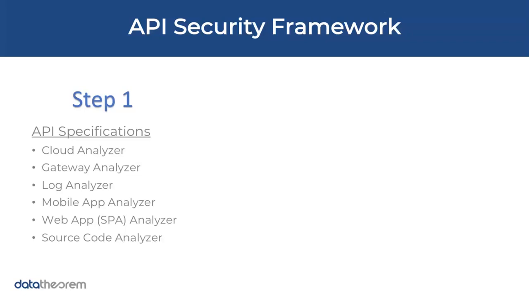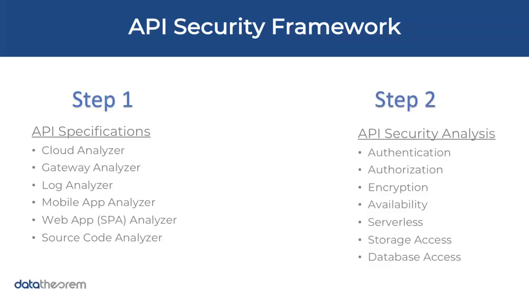Step 2 is really about the analysis. Going back to the four pillars in security: authentication, authorization, availability, and encryption, that has to happen. It has to constantly be checked. Even though the spec may say this level of authentication should be occurring, you still need to check that what the spec says is actually being implemented in production operation.